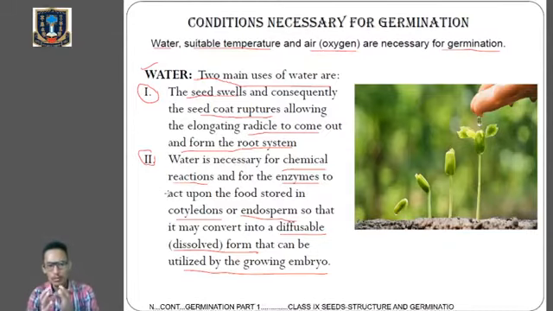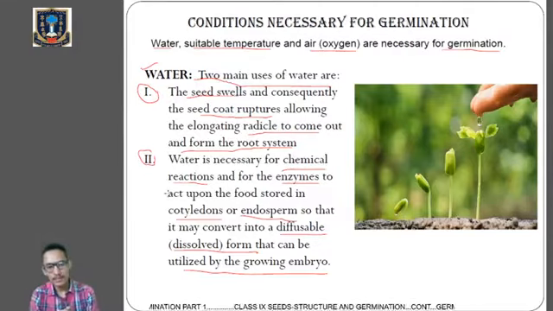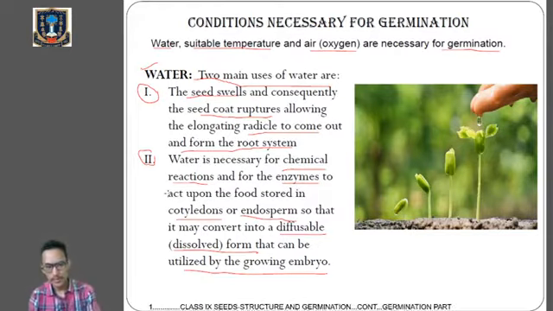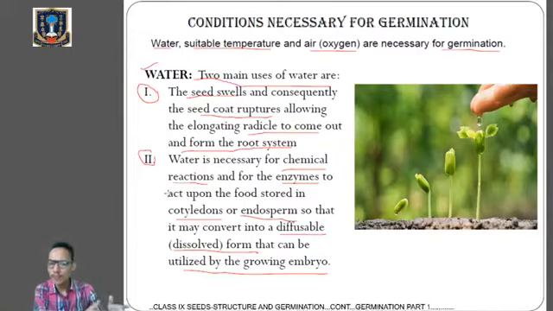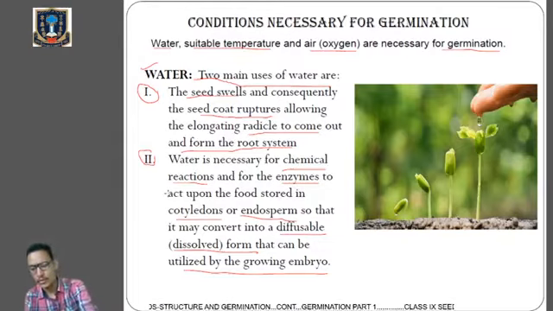First use is that the water will be absorbed with the help of the micropyle, and the seeds will swell up, and it will lead to the rupture of the seed coat, testa and tegmen. At the same time, the radicle will elongate and lead to the formation of the future root system. And number two, the water will be utilized to carry out different chemical reactions and for the activation of enzymes within the seed. Clear? So that the reserved food materials stored in the form of endosperm or in the cotyledons can be transformed into the dissolved form and utilized by the developing embryo. So this is the importance of water for germination.